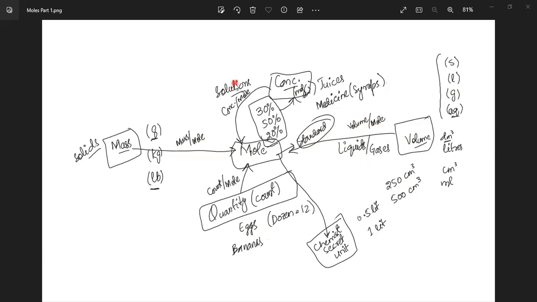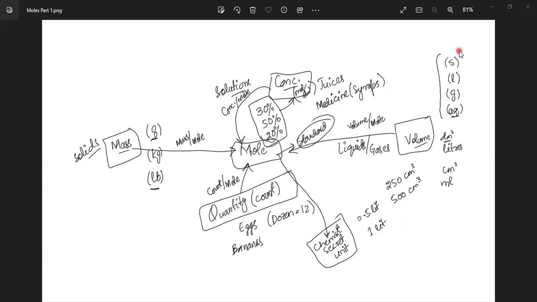And lastly, there are solutions for which the concentration is given usually in mole per decimeter cube. So our juices, our medicine, syrup, stuff like that is purchased usually in daily life based on those units. Now we can also convert that into moles.